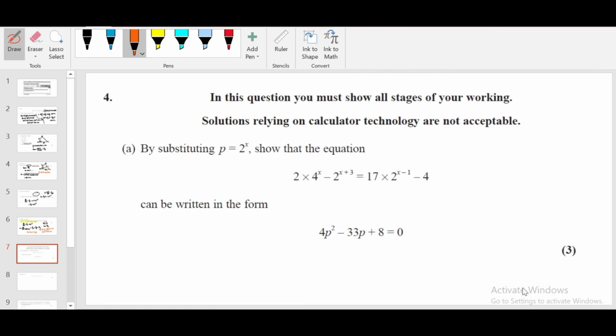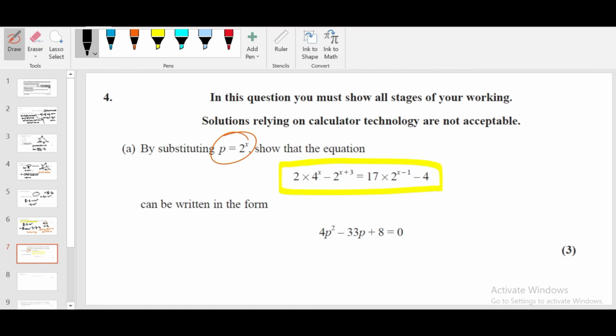Question number 4 is from chapter 1. In recent times, they started asking this type of question. You'll be given p is equal to something, 2 power x, 3 power x or something like that, and you'll be given an equation or expression. They want you to rewrite it in terms of p. So basically you need to rewrite this in terms of 2 power x, so later you can replace 2 power x by p, right? So that's what I'm going to do now.